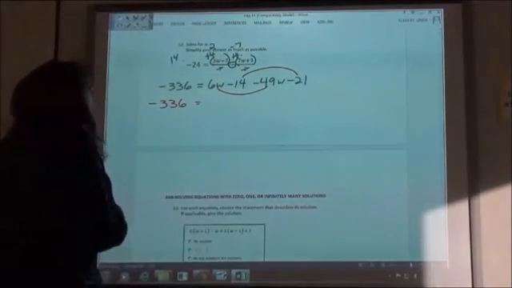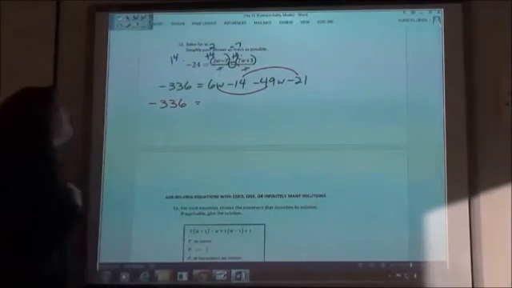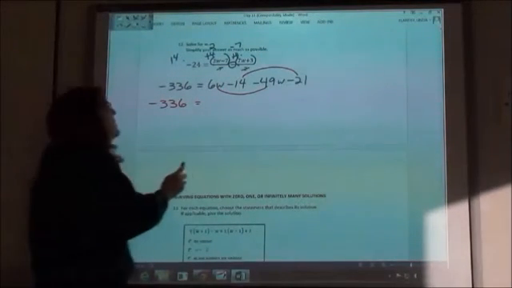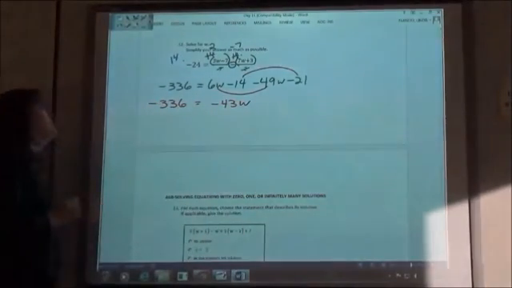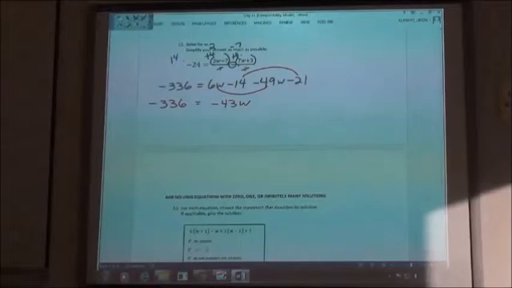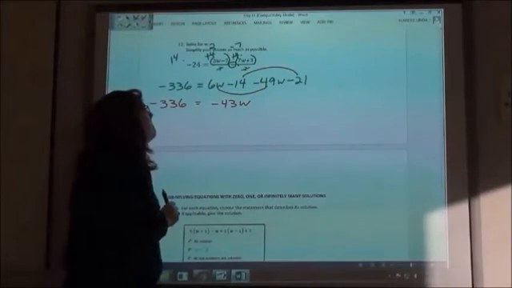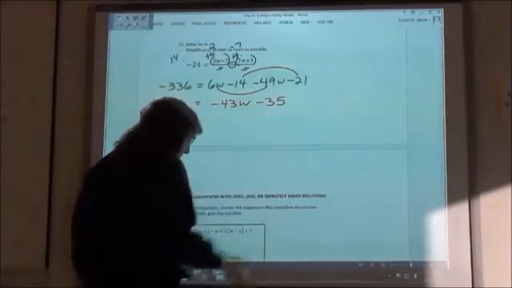How would you get that? Because my 6 is a w. Oh, okay. What the heck did I do here? Did I do minus 1? No, I messed up there. So it's going to be 6 minus 49 is going to equal negative 43w. 43w. And then minus 35.